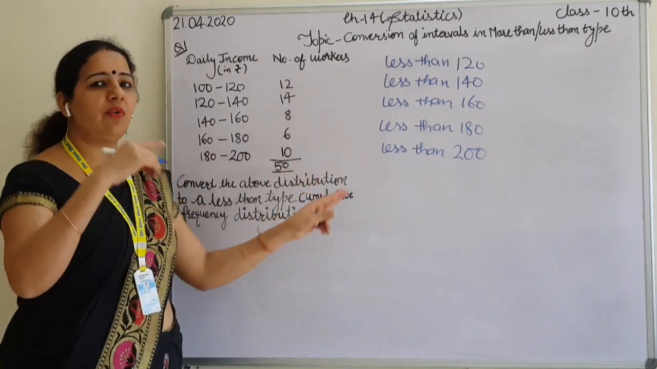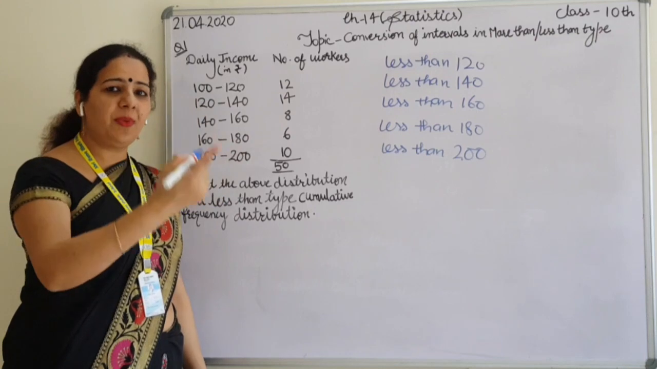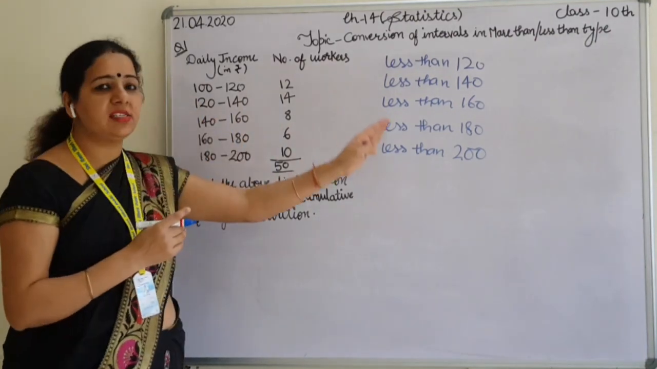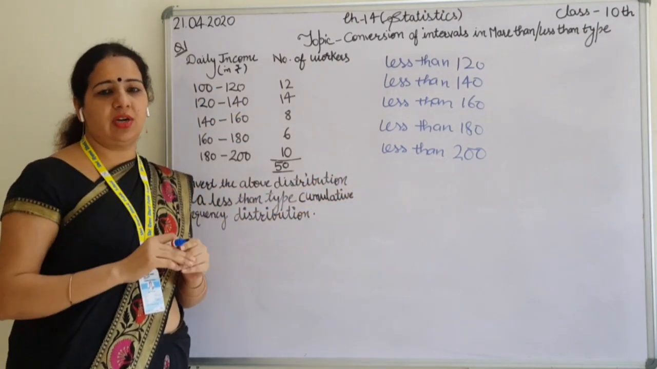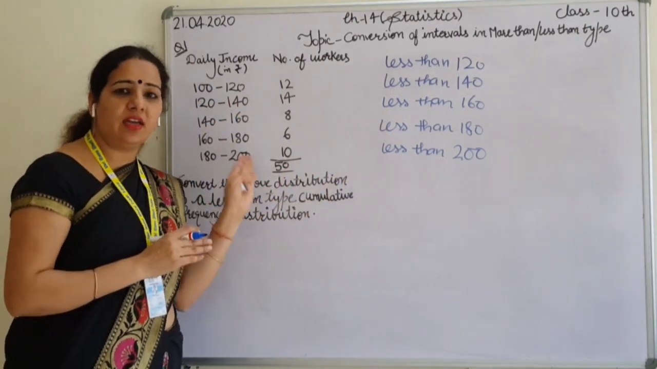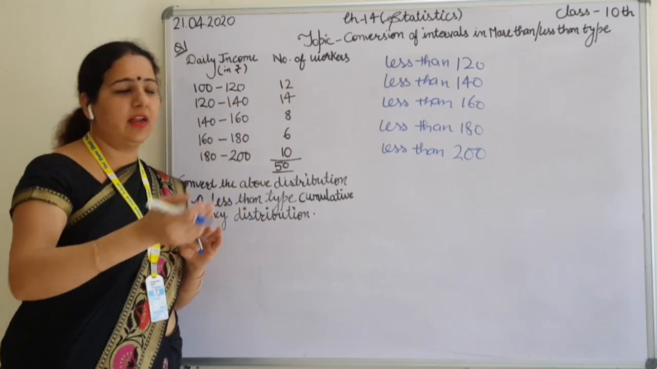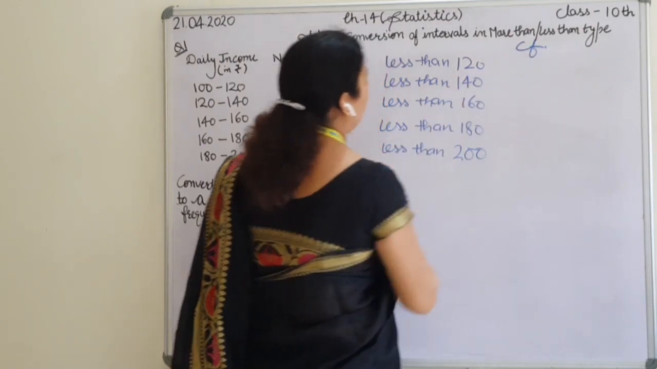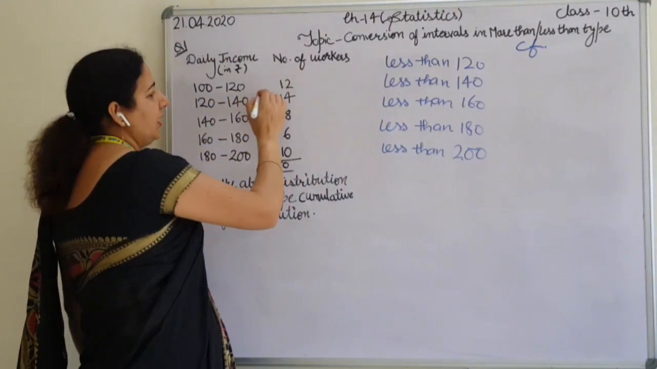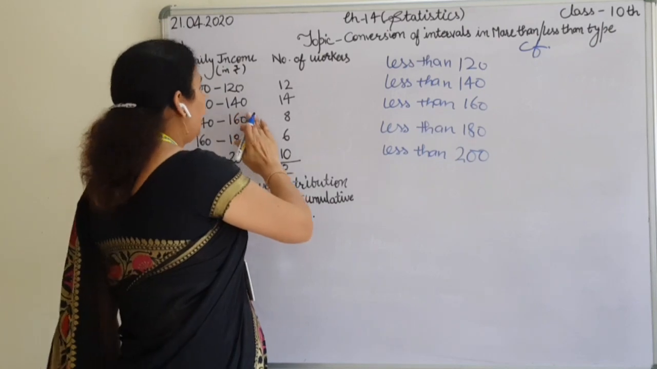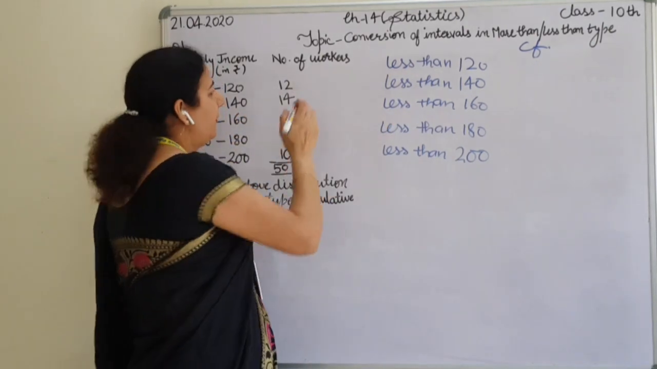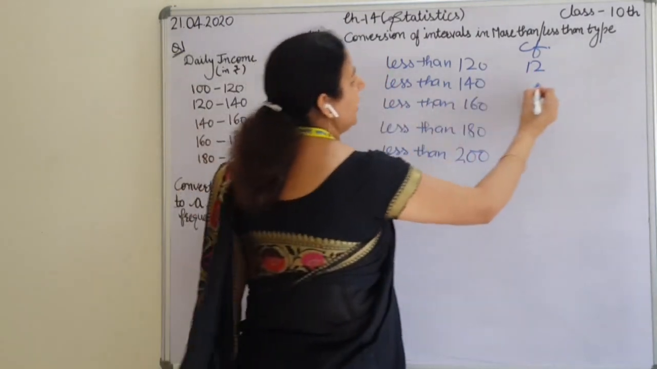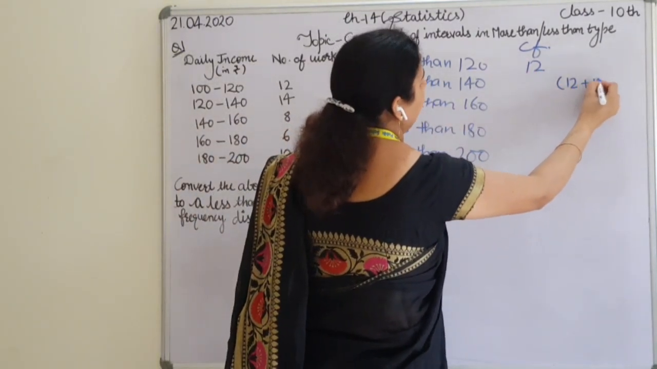Less than questions will always start from the top, and the top number will remain the same. Now, if you want to convert the interval into less than, the frequencies will be added. If you want to convert less than into interval, the frequency will be subtracted. So here we are going to calculate the CF, cumulative frequency, of the number of workers. First number will remain the same. This will be 12. For calculating the next number, it will be 12 plus 14.